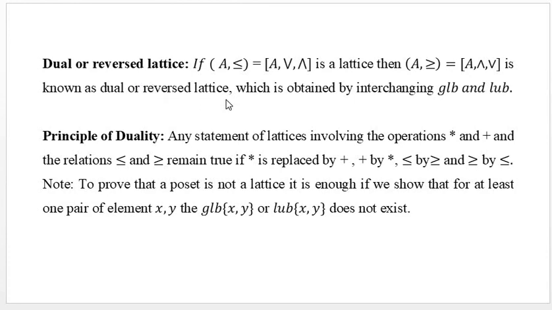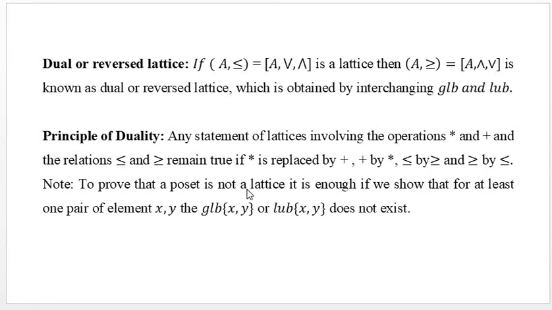Dual or reversed lattice. If A, less than or equal to, is a lattice, then A, greater than or equal to, is known as the dual or reversed lattice, which is obtained by interchanging GLB and LUB. Principle of duality: any statement of lattices involving the operations star and plus and the relations less than or equal to and greater than or equal to remains true if star is replaced by plus and plus by star, less than or equal to by greater than or equal to, and greater than or equal to by less than or equal to.